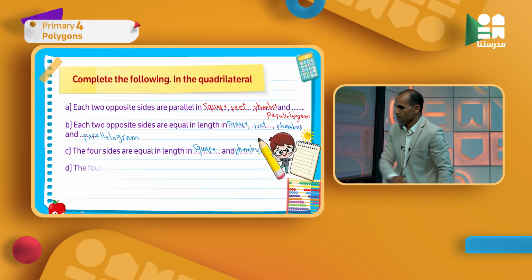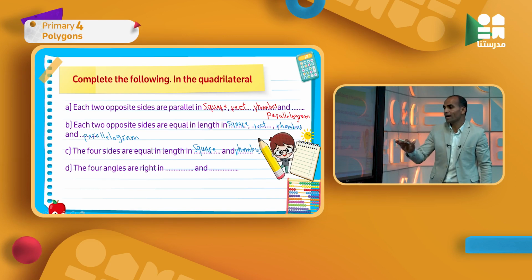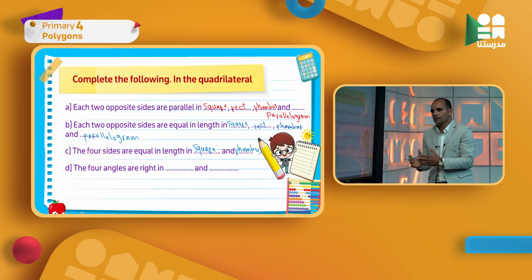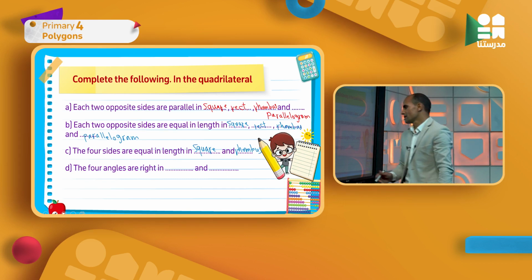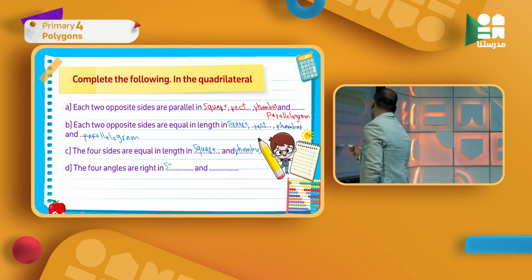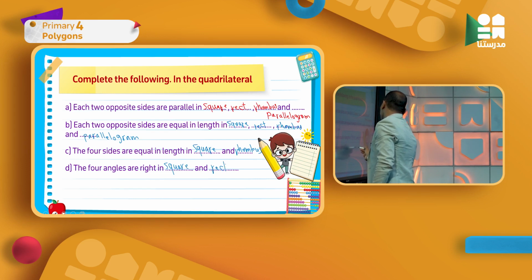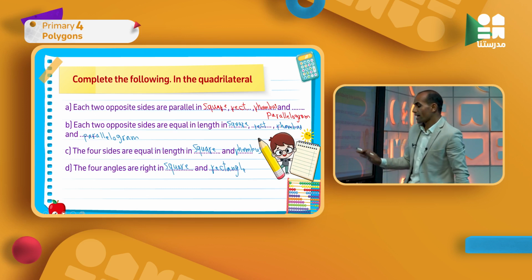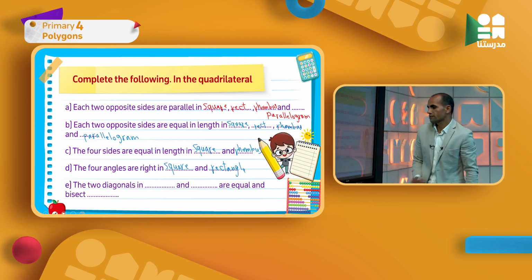Okay, the next. The 4 angles are right in what and what? Great. Square. I hear someone saying square. Great. And rectangle. Yes. So here square and rectangle. The 4 angles are right.